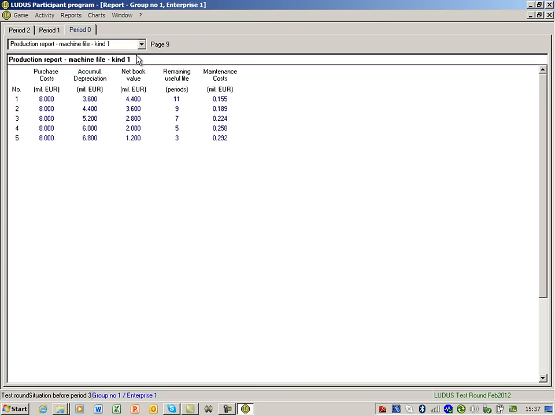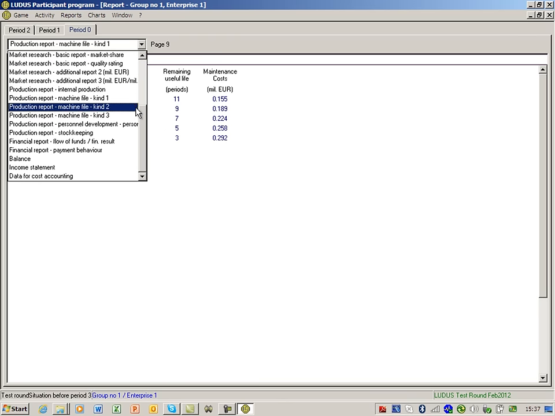Like we mentioned already, we have three types of machines. All these machines are placed in machine records or files, and there you can see how many machines are available, how long you can work with them, and you see other important figures like purchasing price and depreciation and other things.